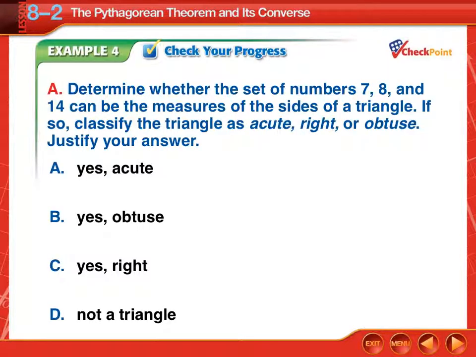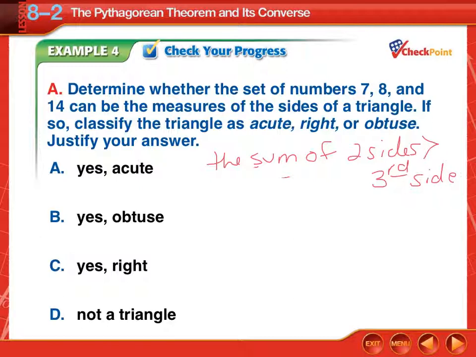All right, so first, example 4, determine whether the set of numbers 7, 8, and 14 can actually make a triangle. If you recall, not all side lengths are going to make a triangle. And the rule is that the sum of any two sides has to be greater than the third side. And that's important, and you have to look at all combinations.